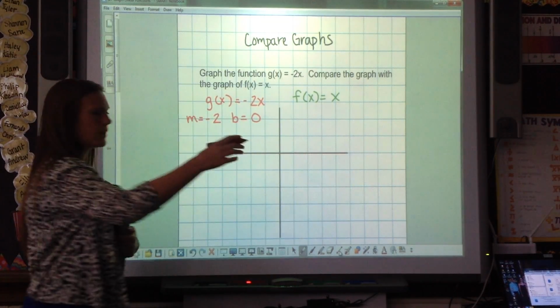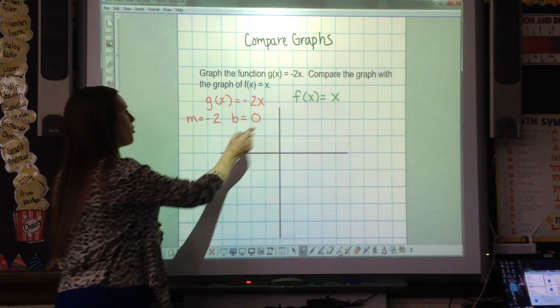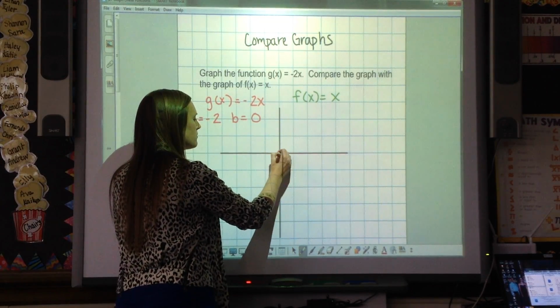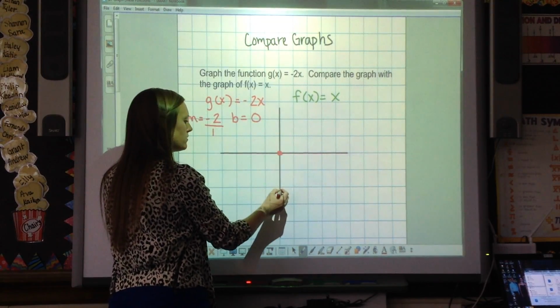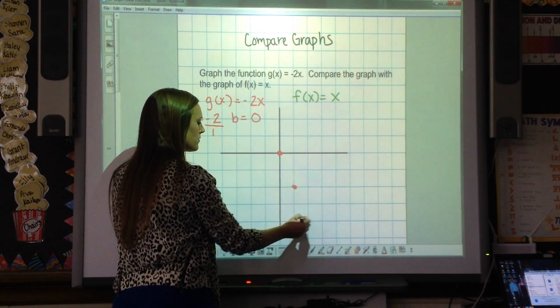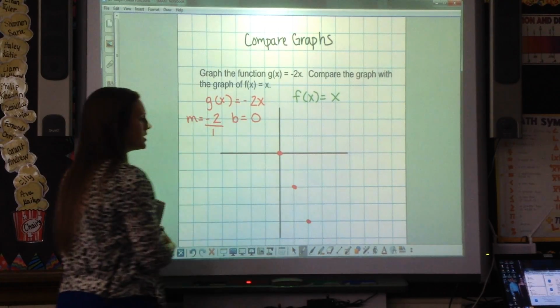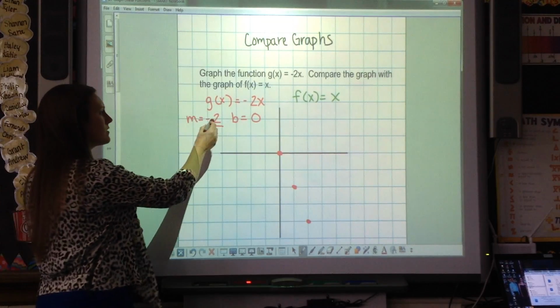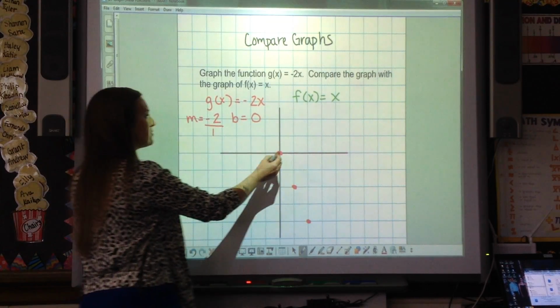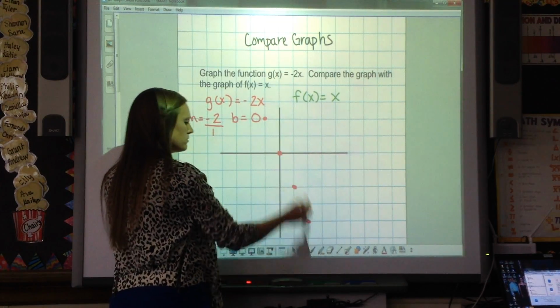Okay, so here's going to be my g function here. The y-intercept is 0. My slope is down 2 to the right 1. It's going to be important to graph as many ordered pairs as you can. I'm going to do the opposite. Instead of down 2 to the right 1, I'm going to go up 2 to the left 1 as well.